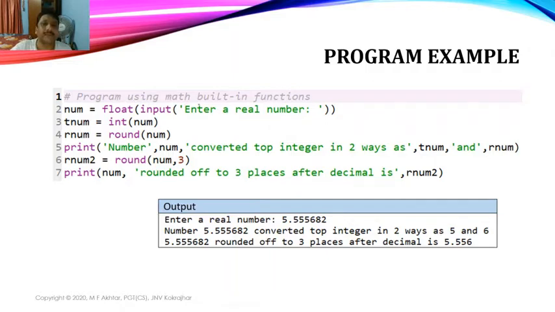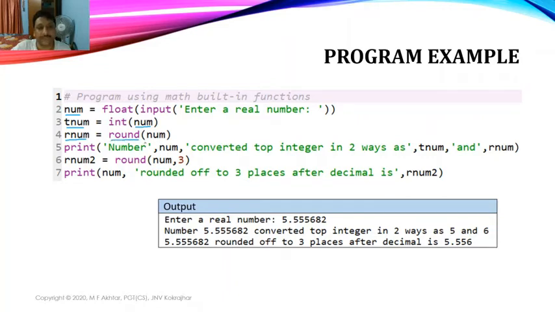Python program using math built-in functions. See, we have not used an import math statement here, and we are using the math built-in functions. First of all, we are taking one input here, enter a real number. We have used the input function and the float function, and whatever value is given will be stored in the num variable. Then we have taken the tnum variable, and we have taken only the integer part of this float number, and it is stored in tnum.